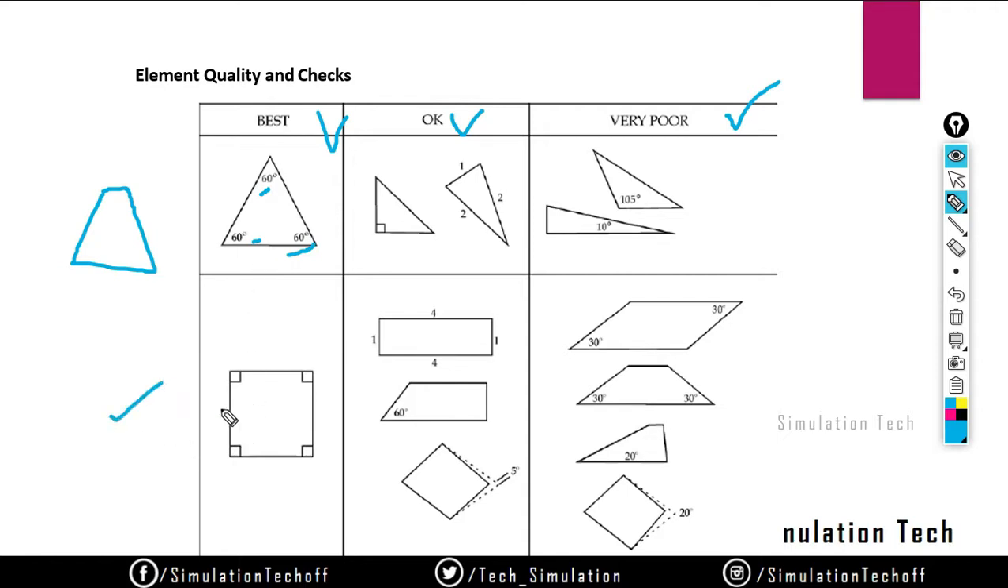And for a quad, the interior angles should be 90, 90, 90, 90. There won't be any deformation in its shape. So that is why we're saying that it is a perfect quad. So when we shift over to the okay option, you may get a right angle triangle, which will be okay quality, not best quality.